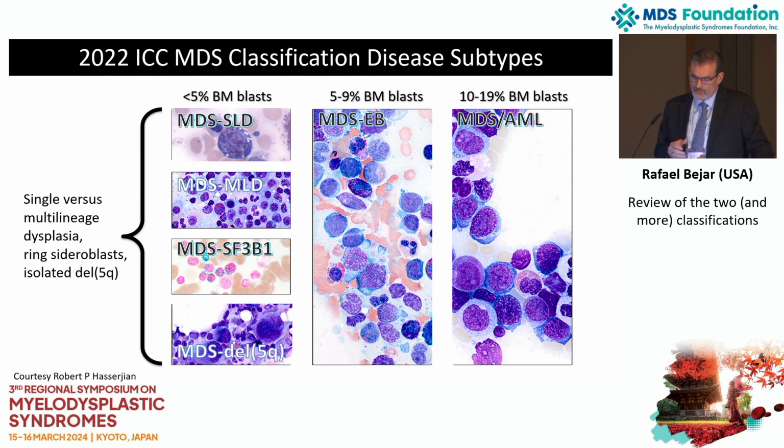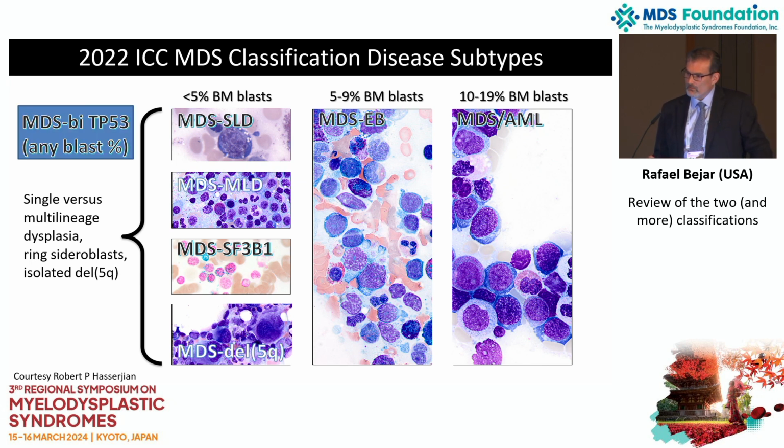5 to 9% blasts are MDS with excess blasts, and the less than 5% blasts are still single lineage dysplasia, multi-lineage dysplasia, the new category MDS SF3B1, but you'll see there's no MDS with ring sideroblasts as a subset of that group. MDS with del5Q stands, and we also have this multi-hit TP53 category that is irrespective of the blast count.